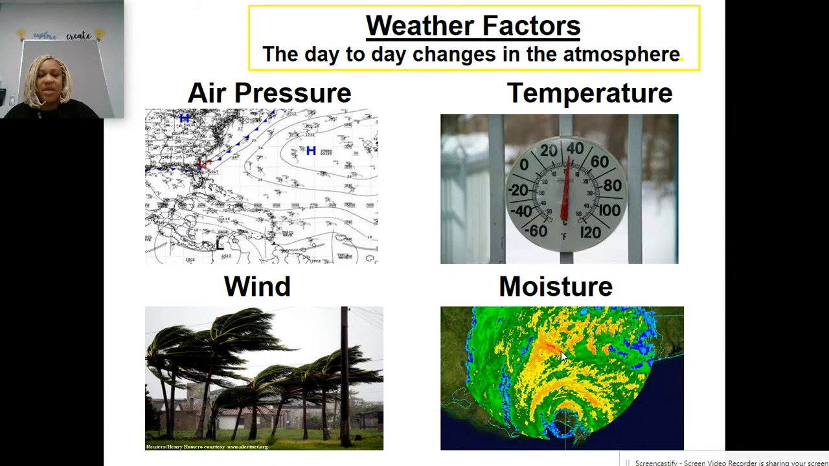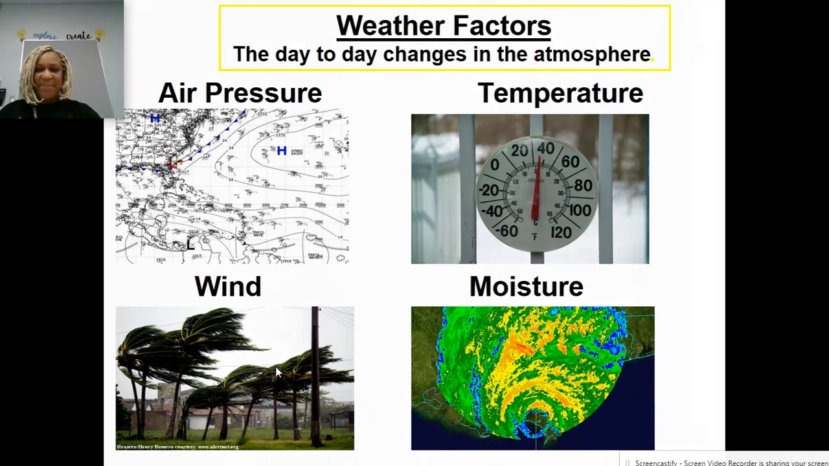Weather factors. So this is your day-to-day changes in the atmosphere. You have what is called air pressure. You'll see something that looks like this, to give you a little glimpse of what those lines are. Those are going to be those air pressure lines. You'll see something similar to this in another unit later on this school year. Then you have temperature, moisture, and of course, wind.